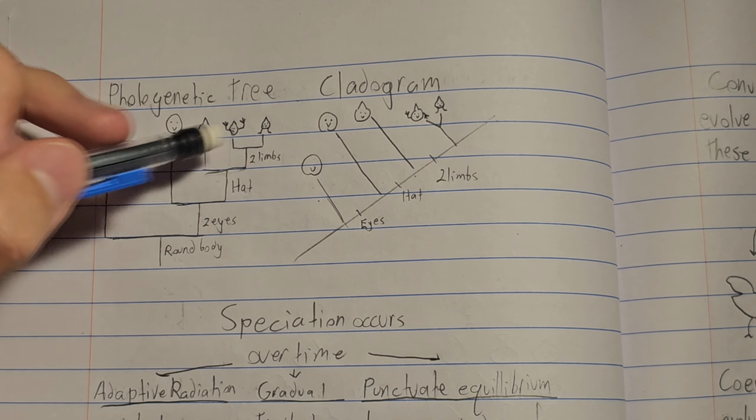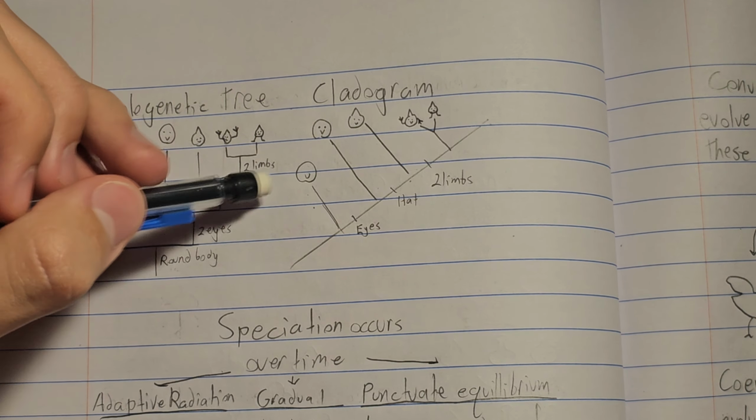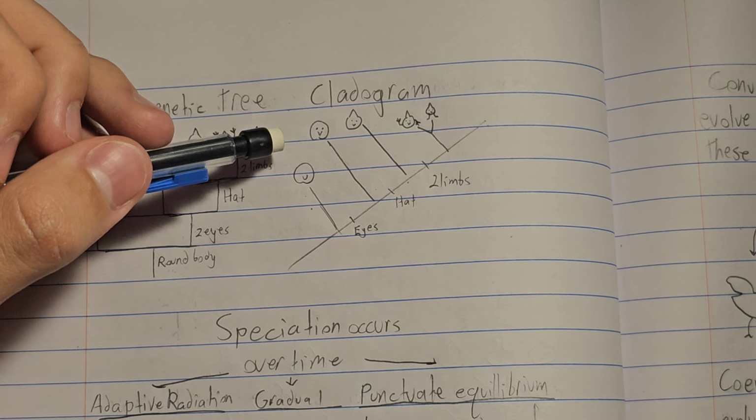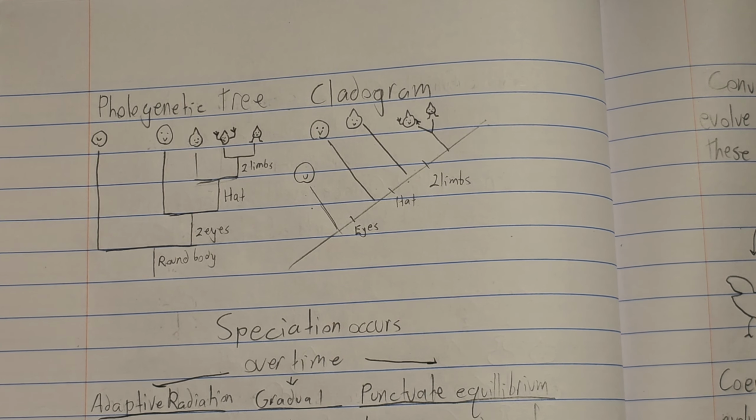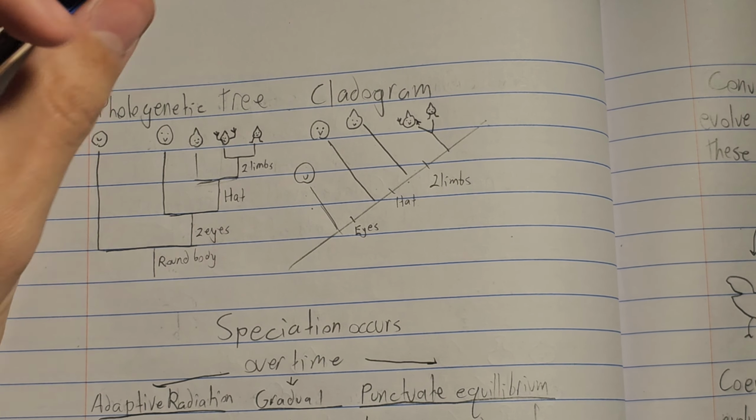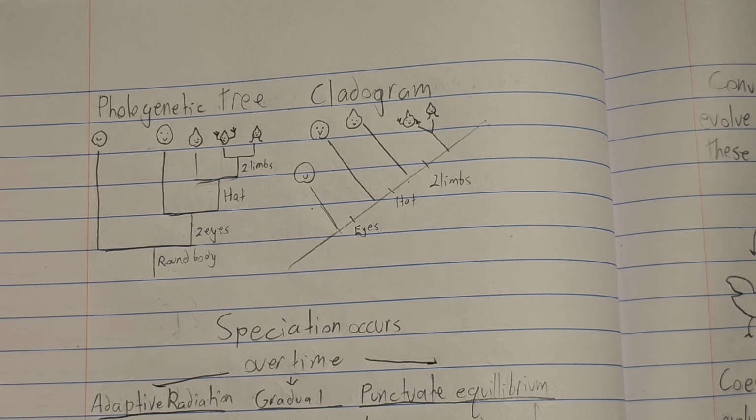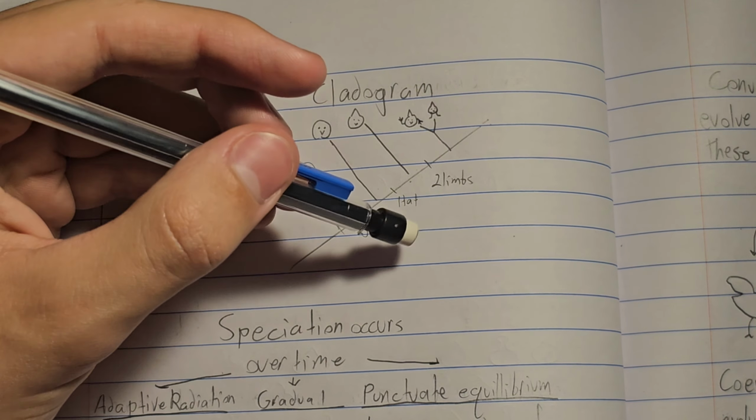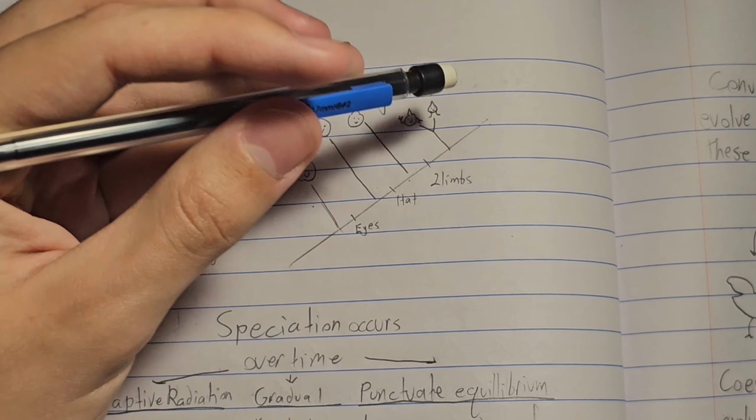Okay, the next one has a hat. This one has a hat. This one has 2 limbs. This one has 2 hands. This one has 2 feet. This one does not. This one does not. This one does not. Same thing with a cladogram, except it's just formatted a bit different. Eyes, hat, 2 limbs, boom.